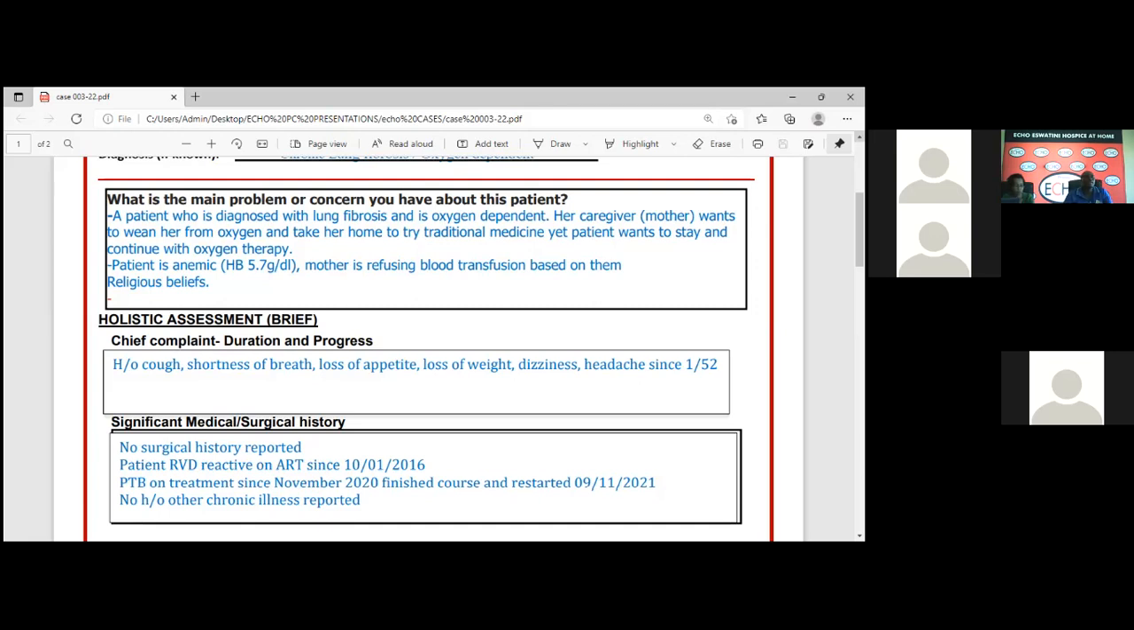I can say there is an ethical dilemma here. The mother has a religious belief and wants to take the patient to a religious place, where the patient is dependent on O2 and has an HB of 5.7, which is way lower than the normal range. I think there are very important decision-making steps that we have to take here in order to improve the care of our client. Anyone can have any suggestions or any comments or any thoughts?